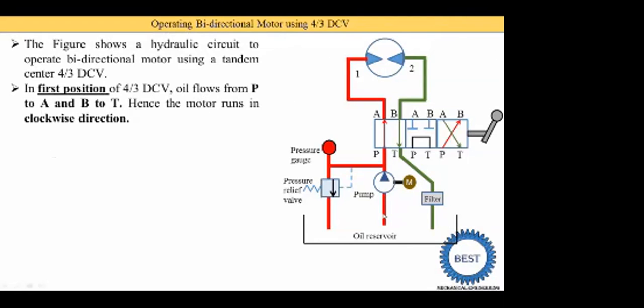Okay. So pressurized oil coming from the pump enters the P port, P to A, then it enters on the left side. For high pressure we draw the red color. So it enters on this left side. So oil strikes the vanes of the motor and the motor rotates clockwise and oil comes back from the second side. It comes in the B port, from B to T, and it goes to the oil reservoir through the filter. So this is the first position.